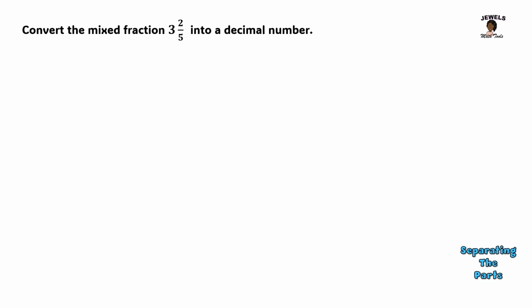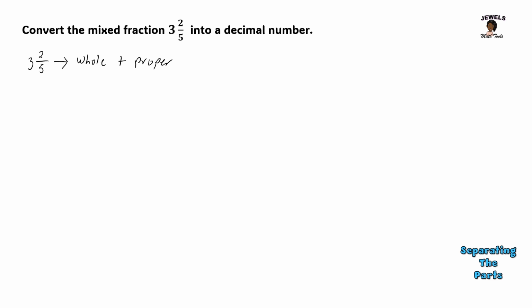So in our session today, we will be converting our mixed fraction 3 and 2/5 into a decimal number. Now, I've already showed you how we could have converted this fraction into a decimal number by using our improper fraction method. But today we're going to be using a different approach, and that's by simply separating the fraction part. When I say separate the fraction part, that means I'm separating my whole number part from my proper fraction part. And in that approach, we're going to be converting this fraction into our decimal number.